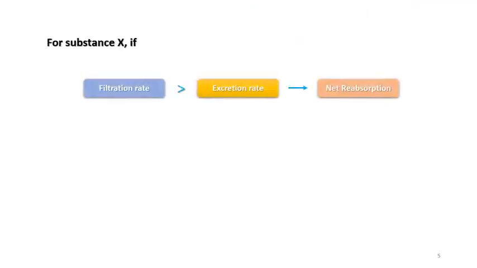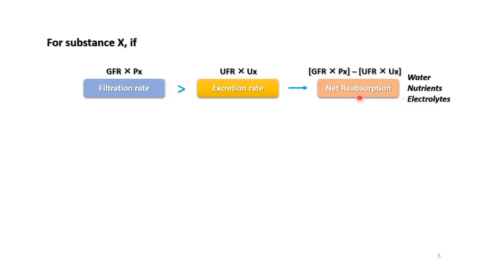In other words, the secretion rate will be added to filtration rate and the excretion rate will be determined. For example, substances whose filtration rate is higher than excretion rate, and for which net reabsorption occurs, are water, nutrients, and most electrolytes. For finding reabsorption rate, we can subtract excretion rate from filtration rate, or the difference between filtration rate and excretion rate is the reabsorption rate for that substance.